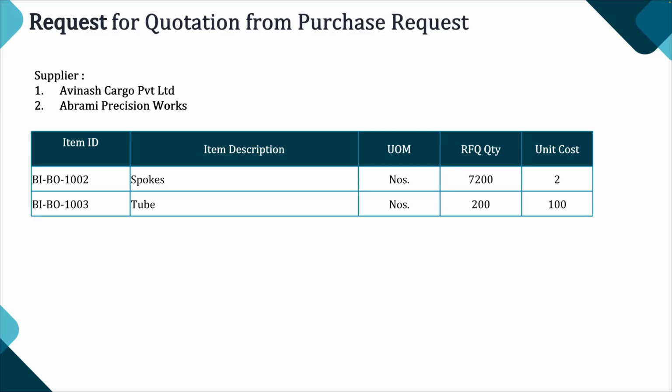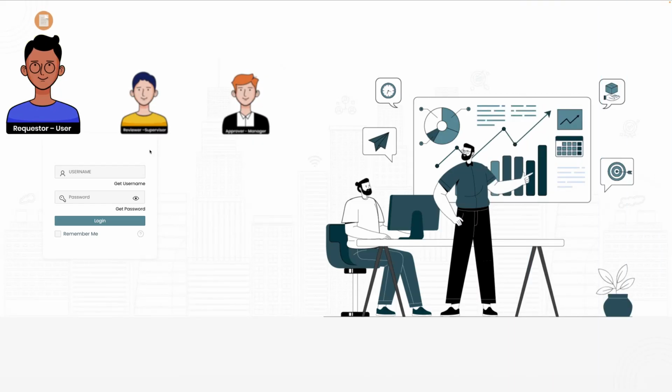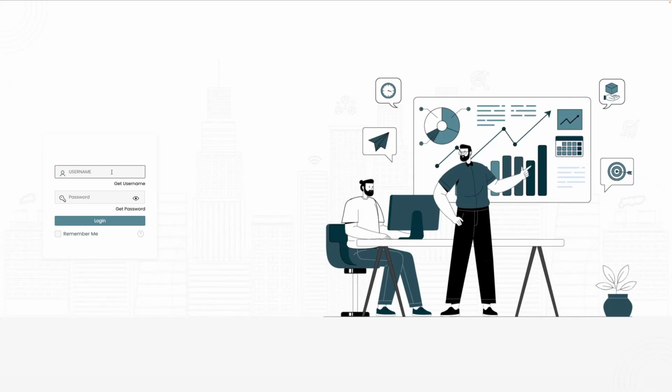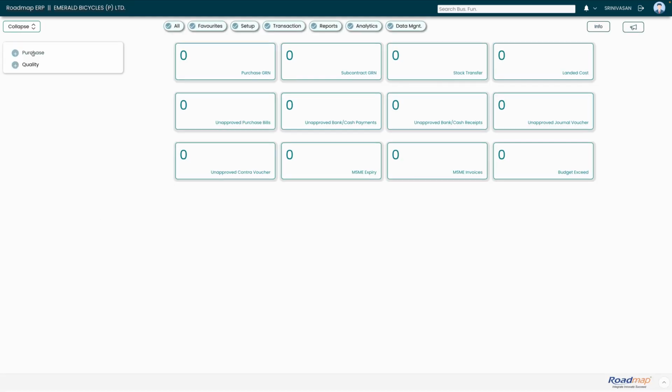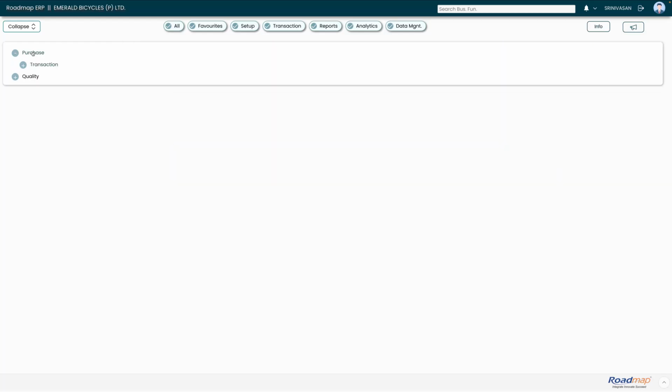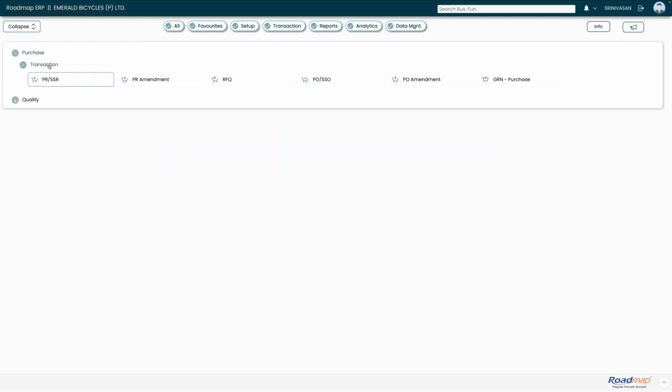And now let's move on to our login page and see how we create a request for quotation from our purchase requests. This is the login page. Here enter your username and password and click on login. After login, click on purchase, move on to your transaction, and then here you have your RFQ, that's request for quotation.